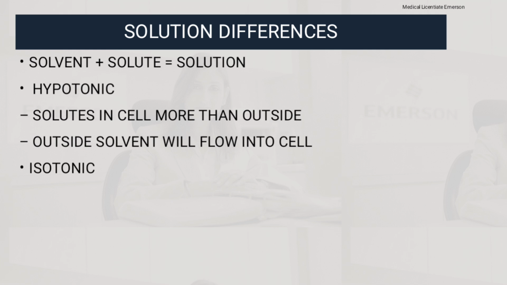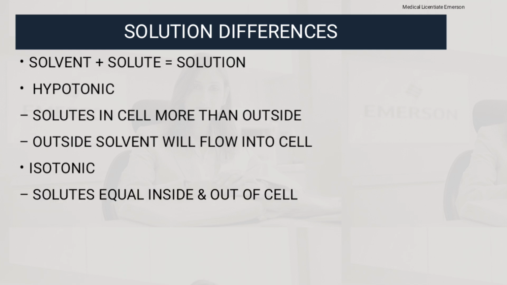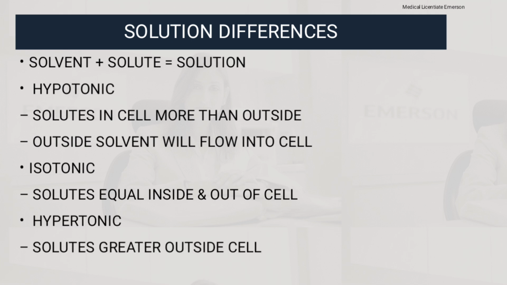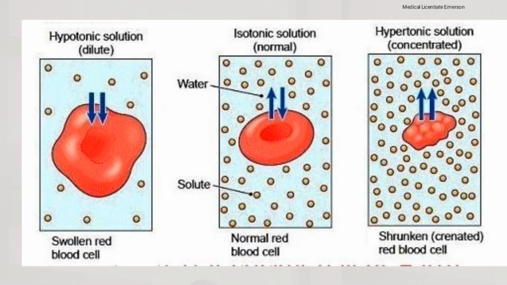Then in an isotonic solution, the solutes are equal inside and outside of the cell. In a hypertonic solution, the solutes are greater outside of the cell, so the fluid will flow out of the cell, since you are going from low to high. And this is an illustration of hypotonic, isotonic, and hypertonic.